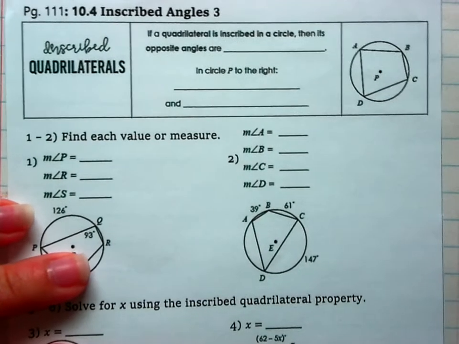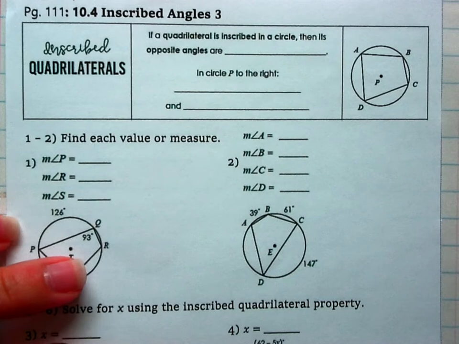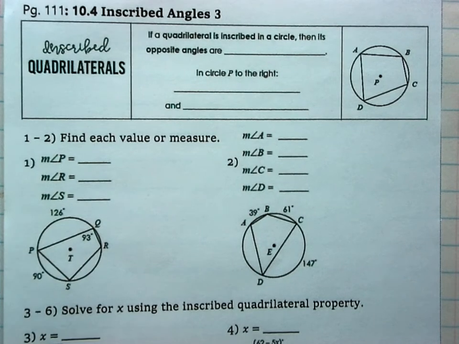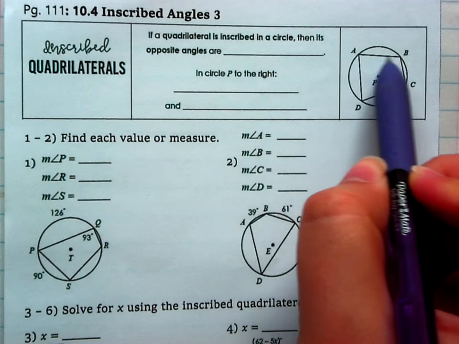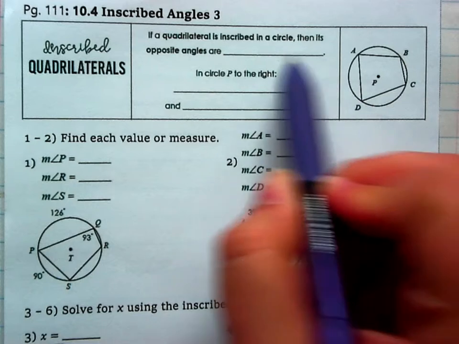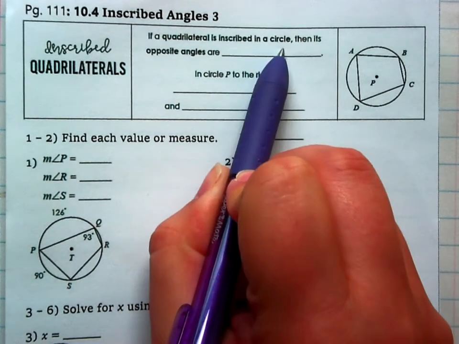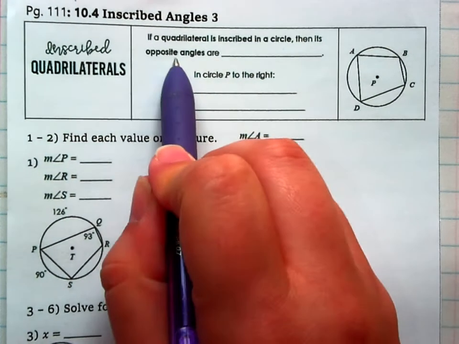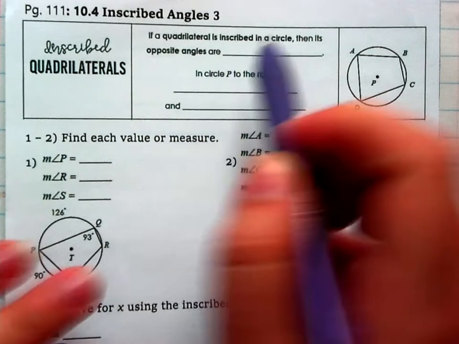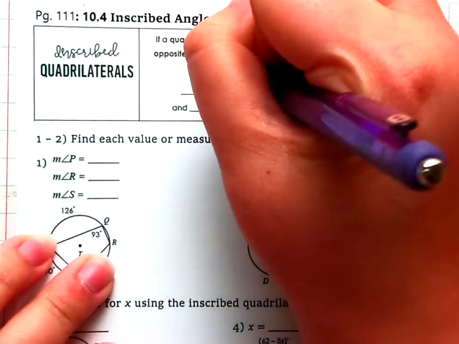Okay, so this theorem is the Inscribed Quadrilaterals theorem. If a quadrilateral, a four-sided figure like this, is inscribed in a circle, so if it's inside of a circle, then its opposite angles are supplementary.